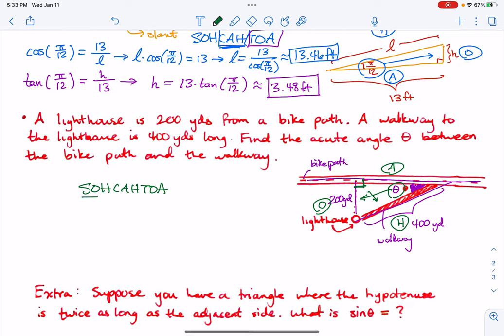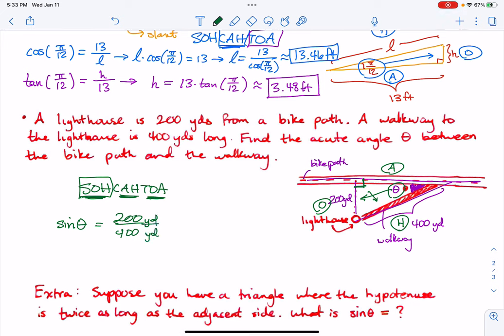Which one are we going to use, the SO, the CA, or the TOA? Well, they gave us O and H, right? So that's the SO part. That tells me that sine of this mystery angle equals 200 over 400 yards.